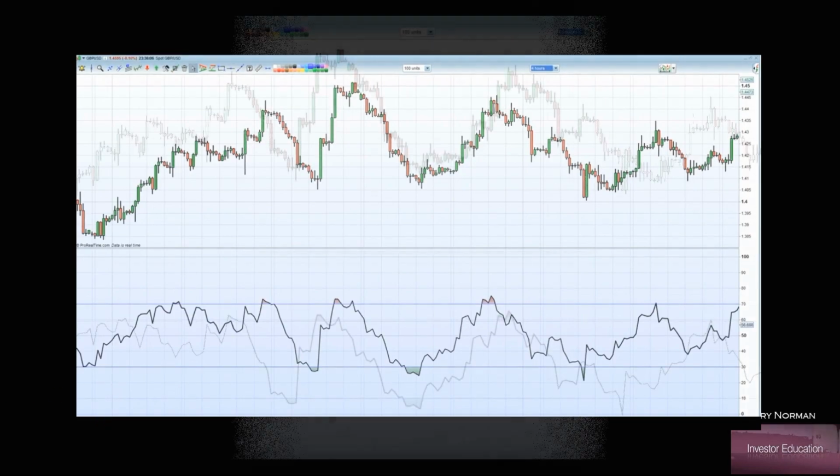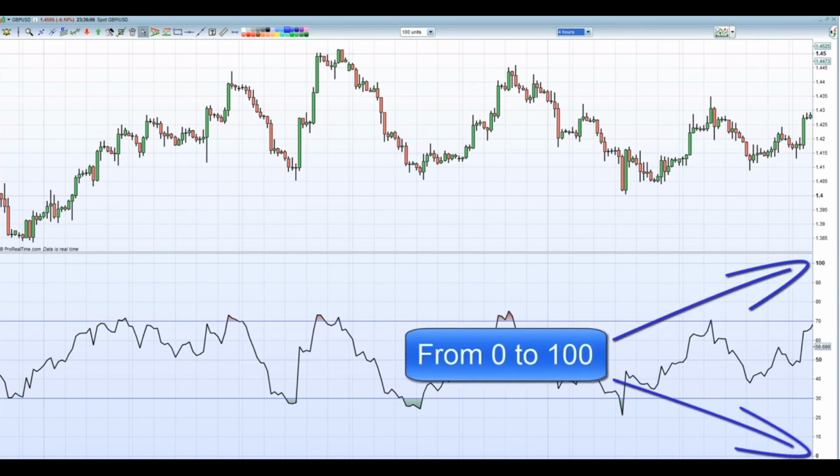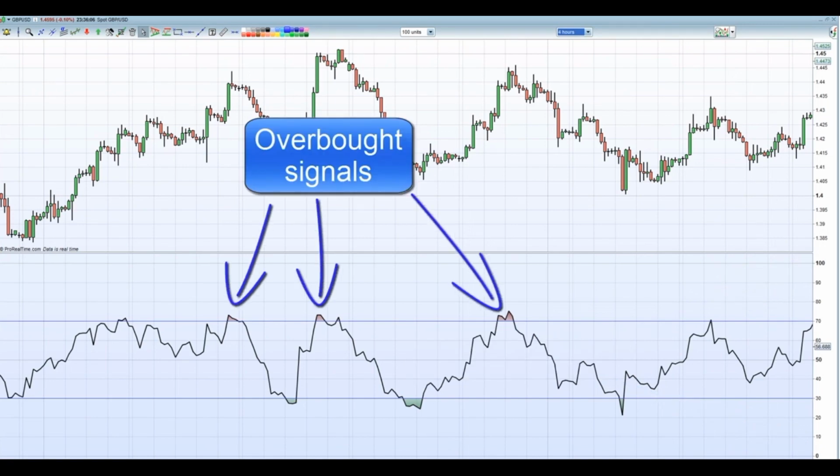RSI. The Relative Strength Index compares recent gains to recent losses in an attempt to determine overbought and oversold conditions of an instrument. As you can see from the chart, the RSI ranges from 0 to 100. An instrument is deemed to be overbought once the RSI approaches the 70 level, meaning that it may be getting overvalued and is a good candidate for a pullback or reversal.